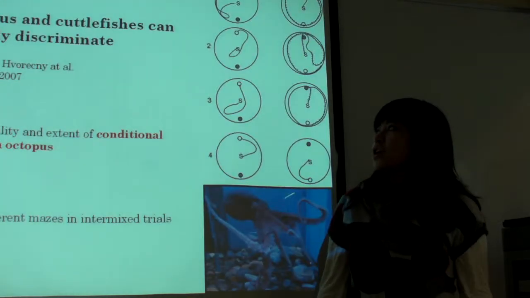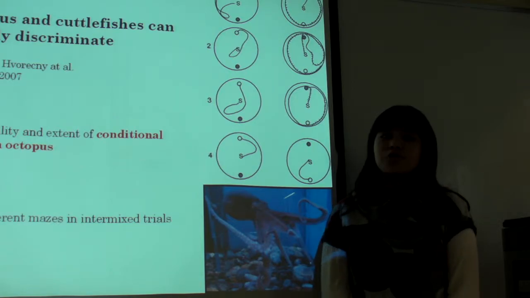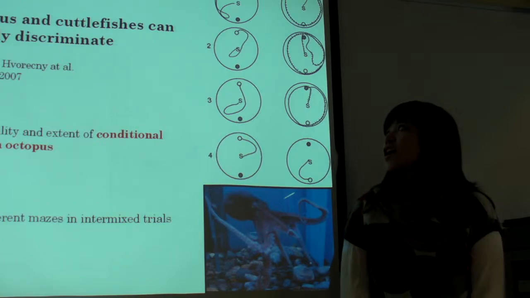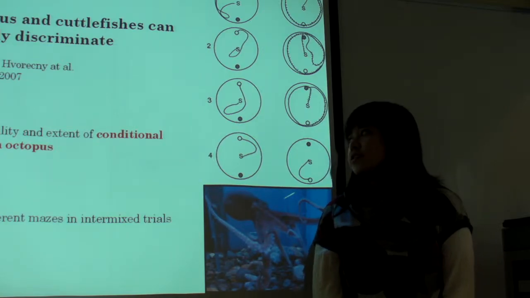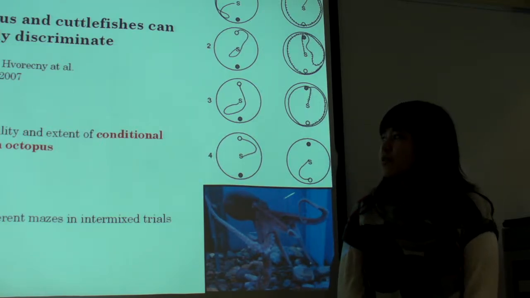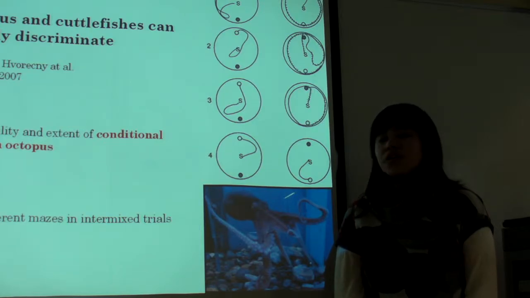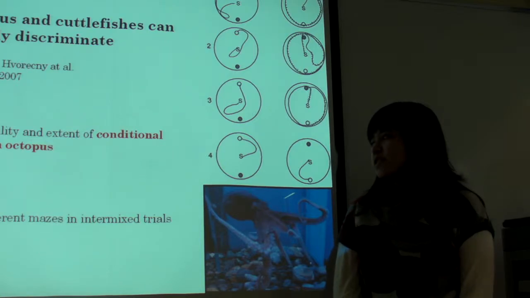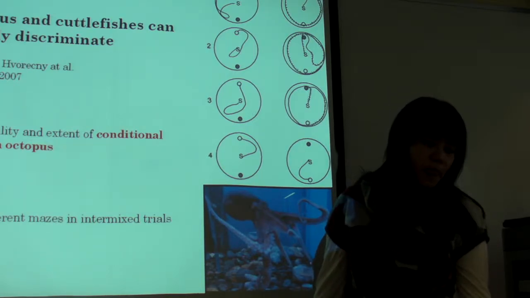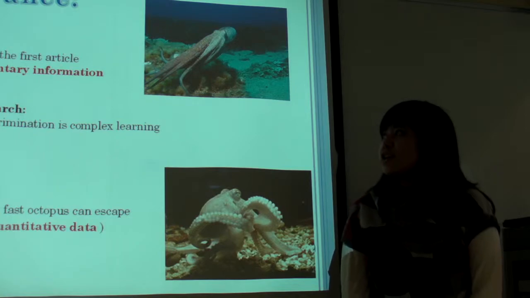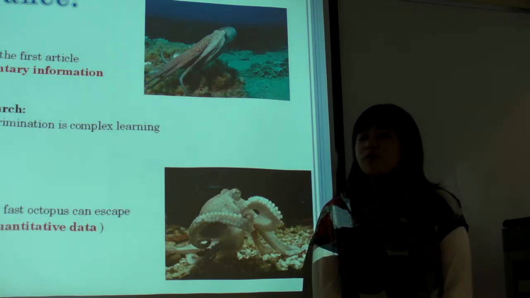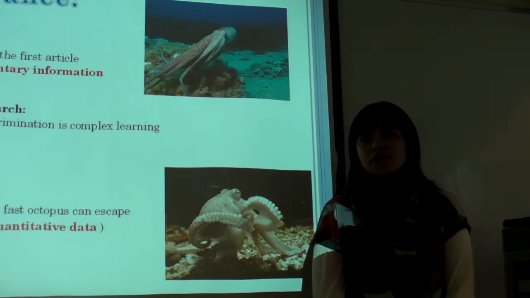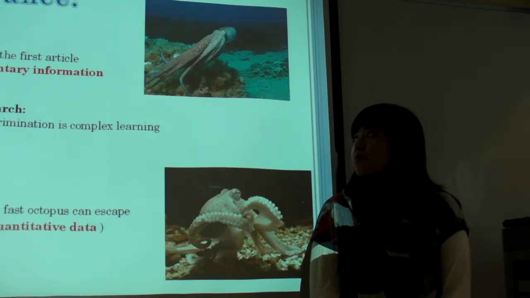The first article that I found is about the conditional discrimination behavior of the octopus. This article is called Octopus and Cuttlefish Can Conditionally Discriminate. It focuses on testing the capabilities and the extent of conditional discrimination of octopus by placing them in 2 different mazes in intermixed trials. I found this article really interesting and useful because it fills the gap of the first article by telling me that the octopus will apply their intelligence in their behavior.